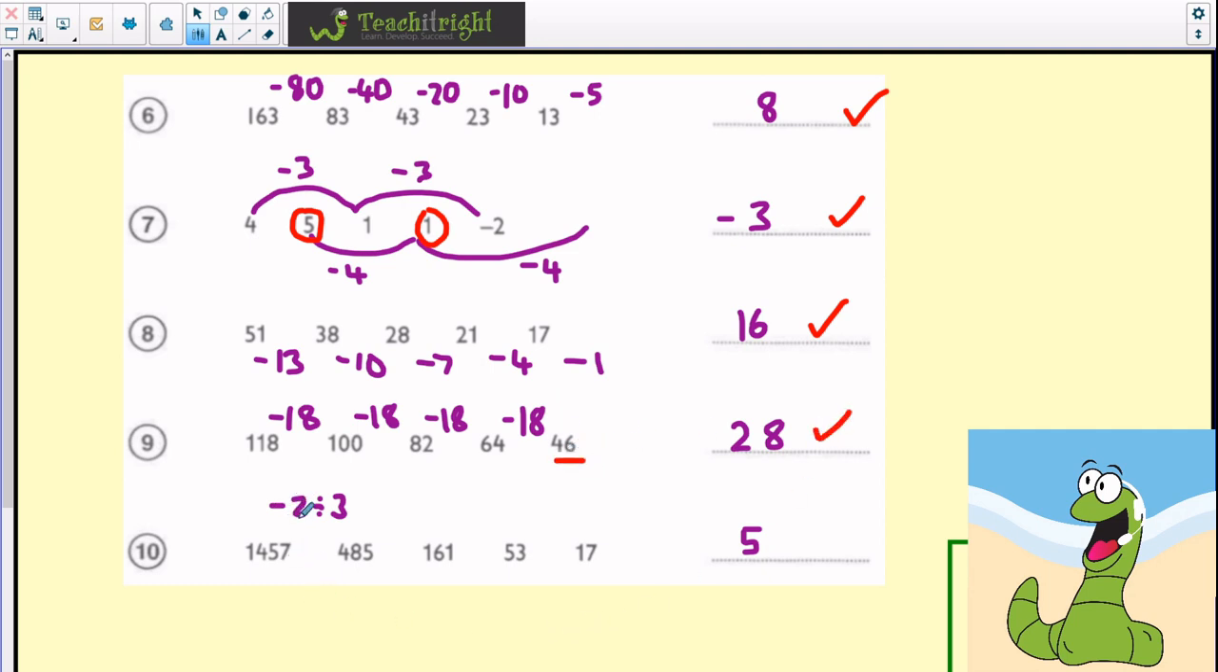And this one is take 2, divide by 3. So let's again do it on our last one. Take 2, get 15, divide it by 3, and we get 5.